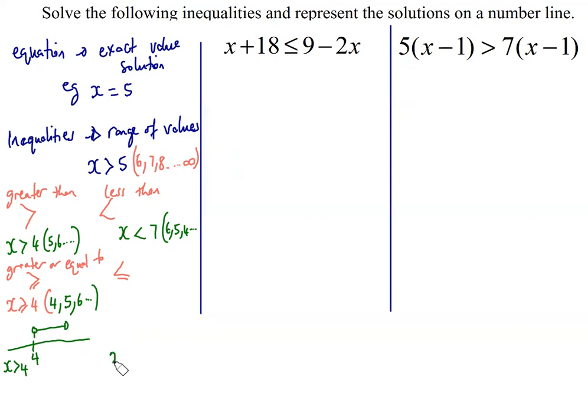Then if it is x greater than or equal to 4, in this case we have a 4 there, but we shade the dot. Why are we shading? We show that we are also including the value. And if we don't shade here, it shows that we are excluding the value. That's what it means.